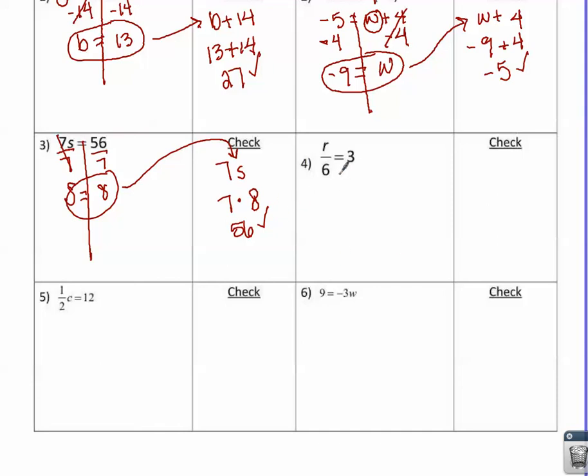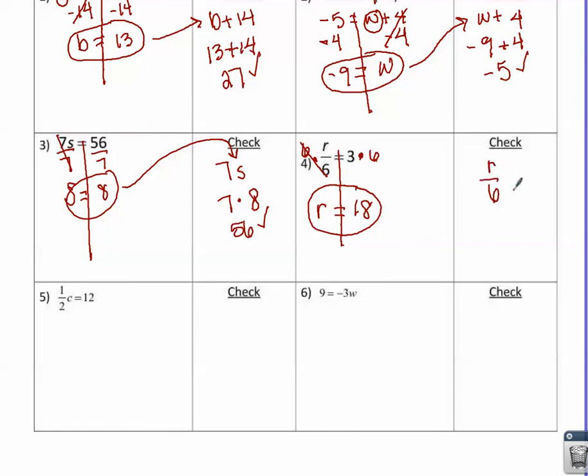Let's look at number 4. Draw your line. This reads r divided by 6 equals 3. So the inverse operation of dividing by 6 is going to be multiplying by 6, because multiplication is the inverse of division. What I do on one side, I must do on the other. So dividing by 6 and multiplying by 6 cancel, leaving you just with r equals 18. Circle your answer. Now let's go check.